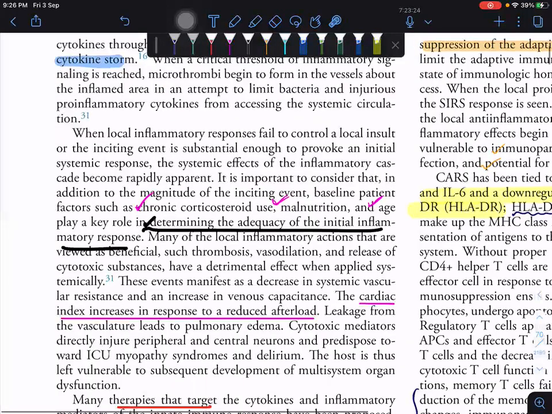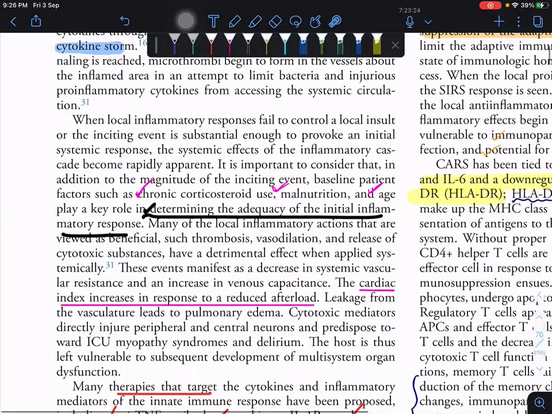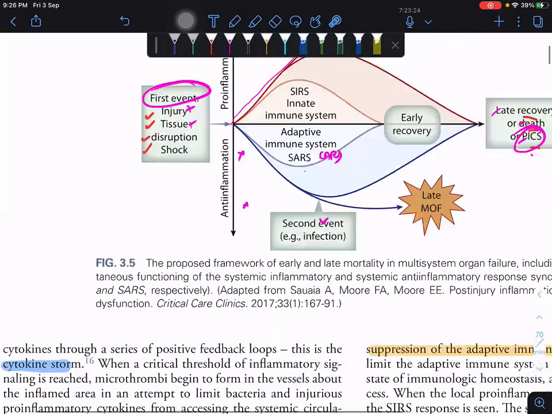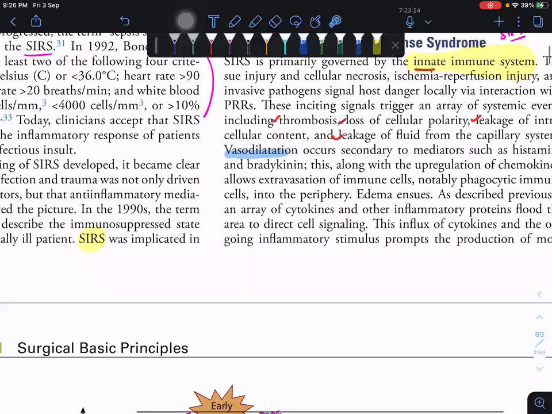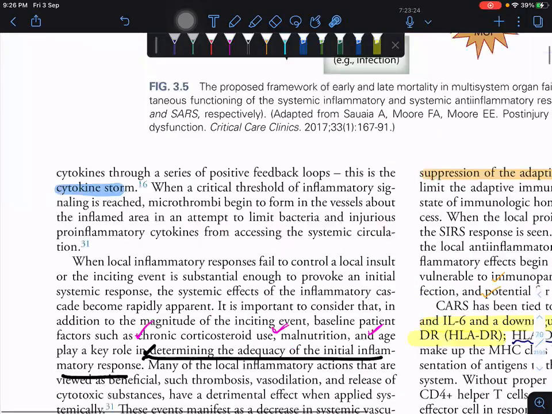Not that much important. It is important to consider that in addition to the magnitude, we have to know about cytokine storm. The cytokine storm is nothing but whenever some influx of cytokine and the innate immune stimulants prompt the production of more cytokine through a series of positive feedback loops. This is called cytokine storm. Whenever more cytokine is formed, it can form a negative feedback loop to decrease the cytokine, but it is again increasing the cytokine. So this is called cytokine storm.